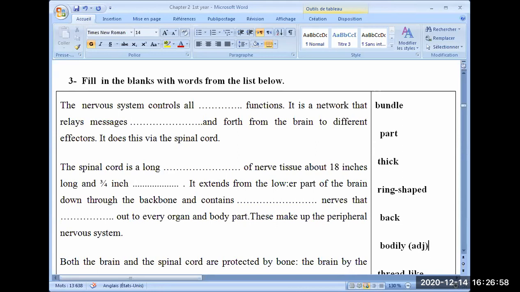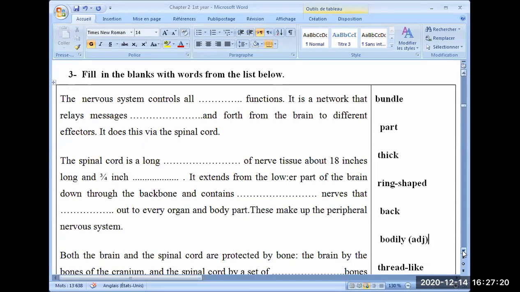It is a network that relays messages back and forth from the brain. Messages back and forth, towards the brain, away from the brain, to different effectors. It does this via the spinal cord.